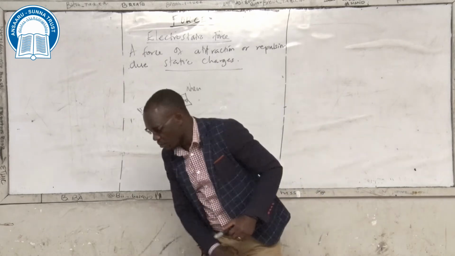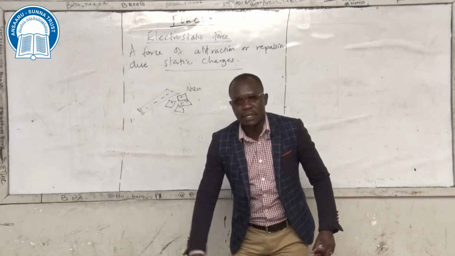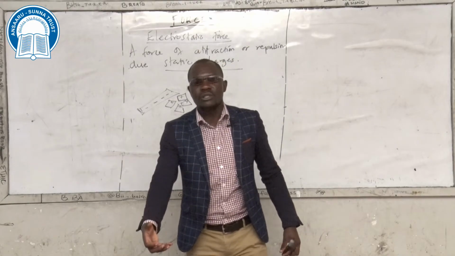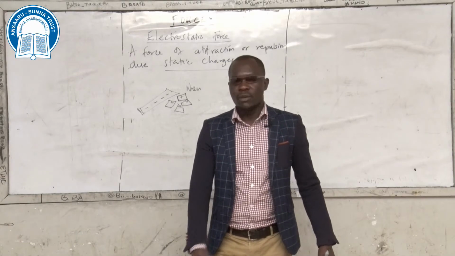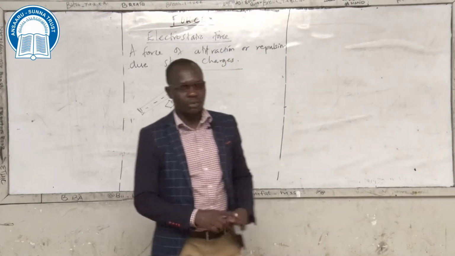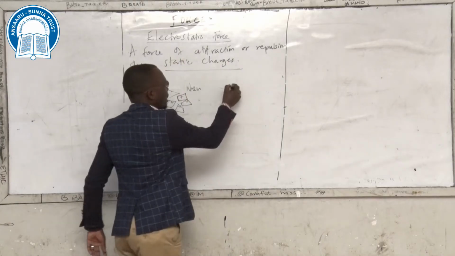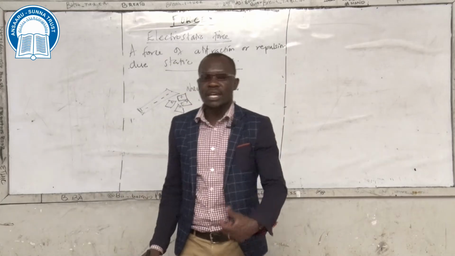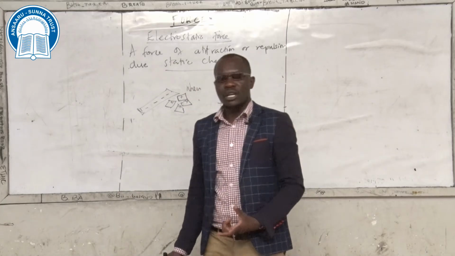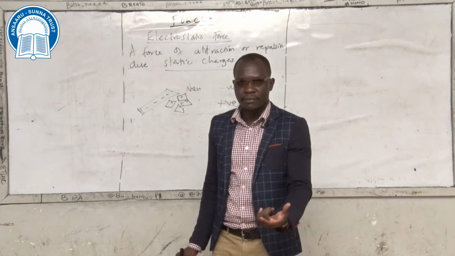When you brush your shoe in the morning, the shoes are charged through rubbing; they attain charges. We have two types of charges, negative charges and positive charges. The shoe gets charged, either attaining a negative charge or a positive charge, depending on the nature of the material.